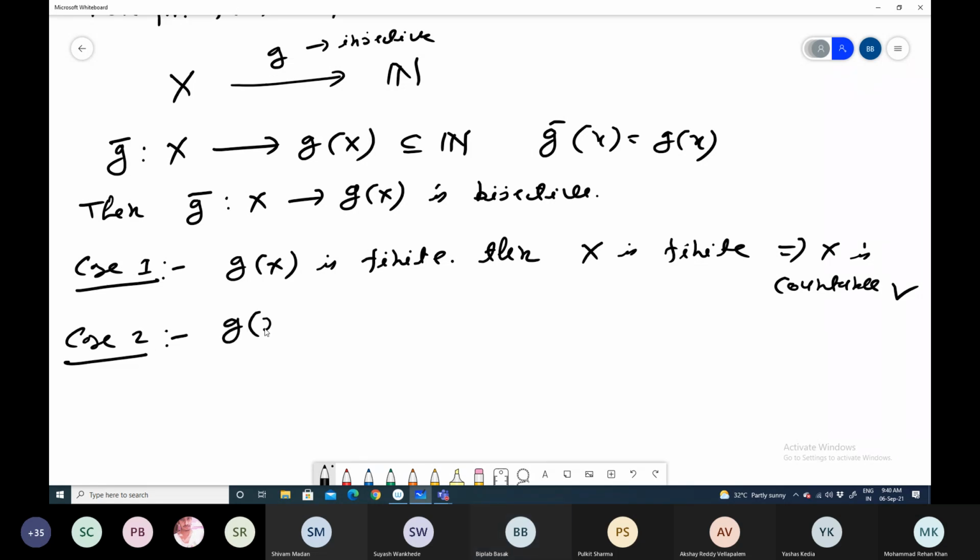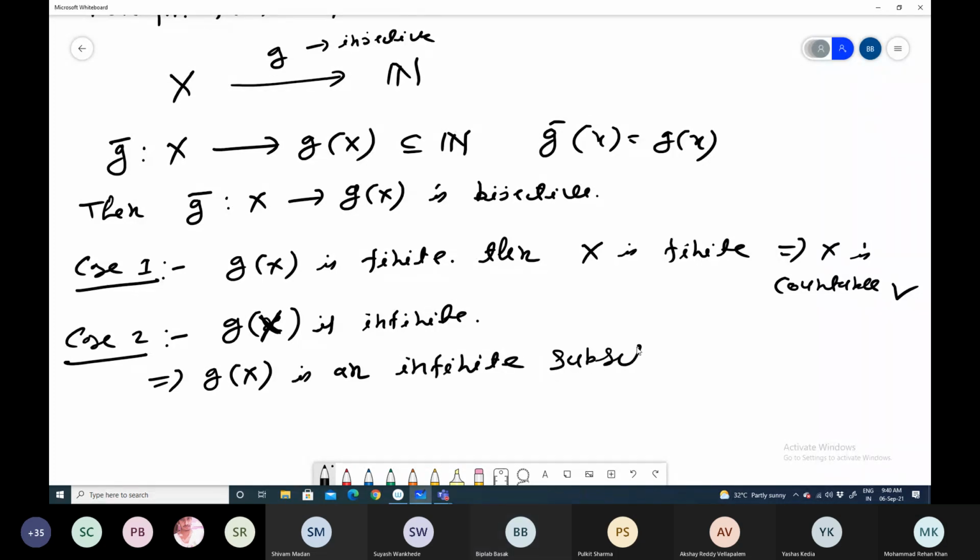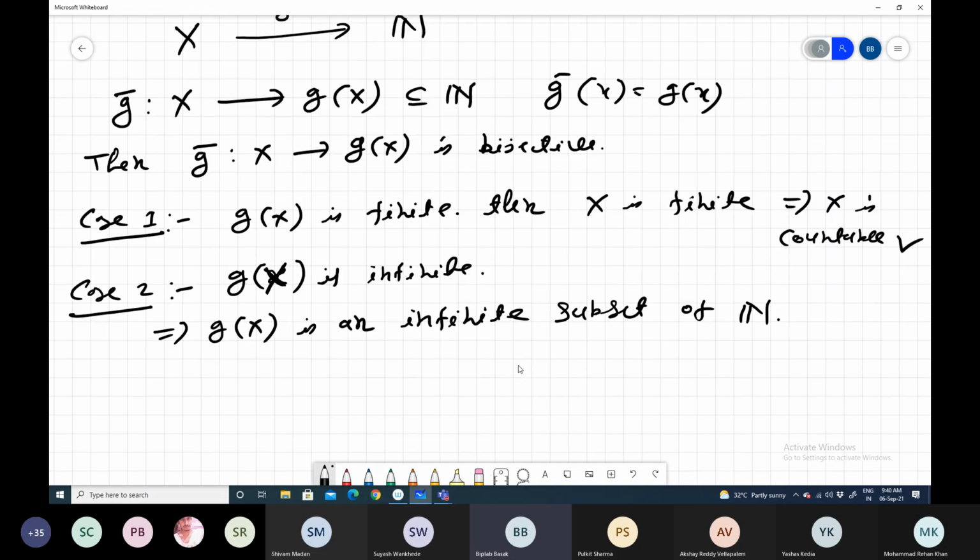Now take the second case, case 2. gx is infinite. So that means gx is an infinite subset of n, right? And in the last lecture we proved that if you have a subset of natural numbers which is infinite, then you have a bijection from natural numbers to that set, right? If you remember that one.